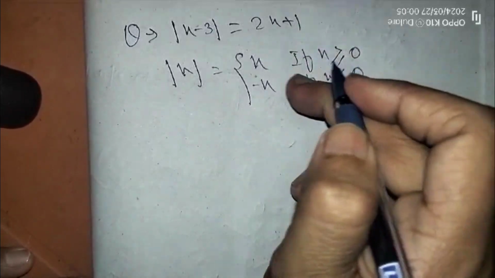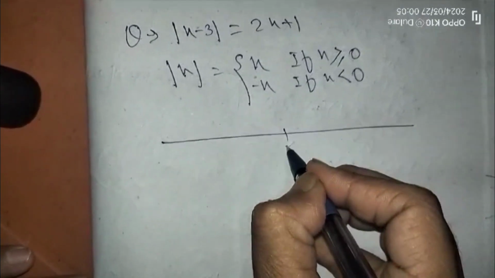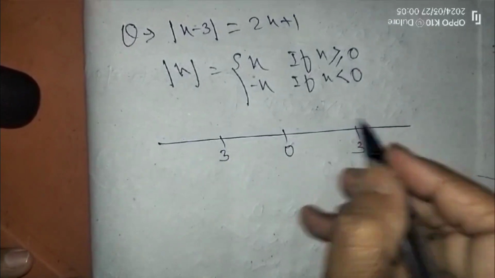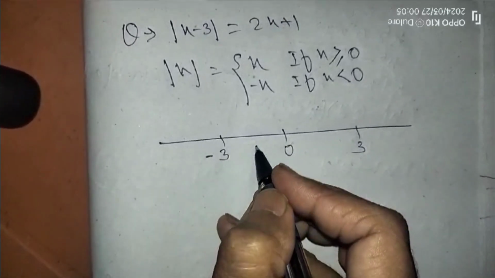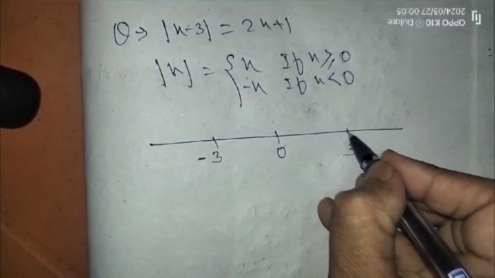To solve this question, we should draw a number line, and we put here 0, and here 3, and here plus 3. Now see, here is minus 3. Our critical point is minus 3, so we will consider it as 3.